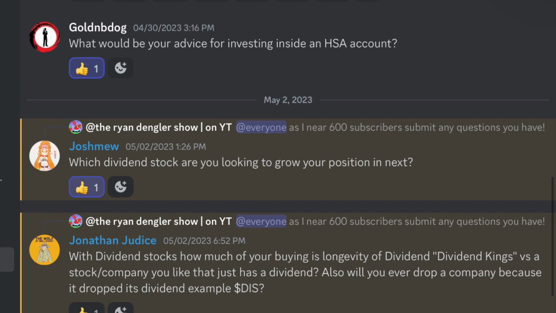To start off, we got a question from Gold Bean Dog, and he asked, what would be your advice for investing inside an HSA account? An HSA account is a health savings account which you could basically take out money tax-free for medical expenses, etc. I would say you never know when you're going to actually need the money, so I would definitely play it more conservative. I would just buy index funds, broad market index funds, SCHD if you're feeling lucky. Life is very unpredictable, man, so I would definitely go more conservative with that.